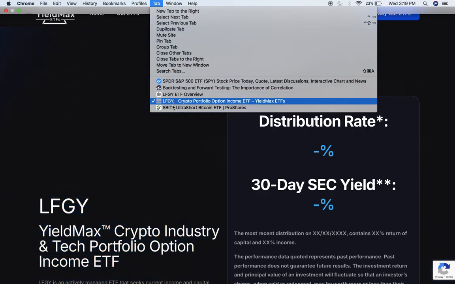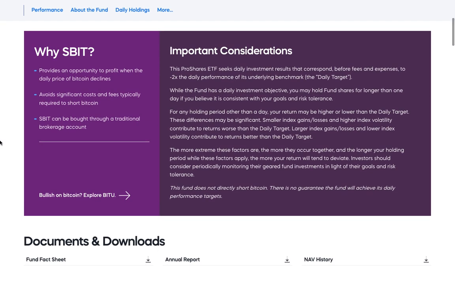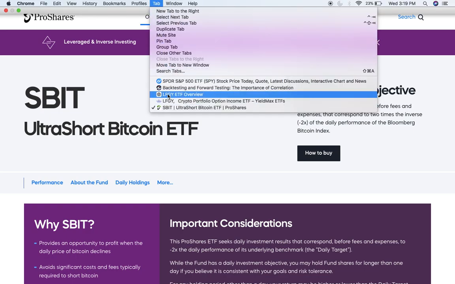MicroStrategy holds the most. SBIT, this ETF, seeks to provide, before fees and expenses, negative 2x the daily performance of its underlying benchmark. While the fund has a daily investment objective, it may be held for longer than 1 day if I believe it's consistent with my goals and risk tolerance. So that is SBIT. And now let's get into my ChatGPT.